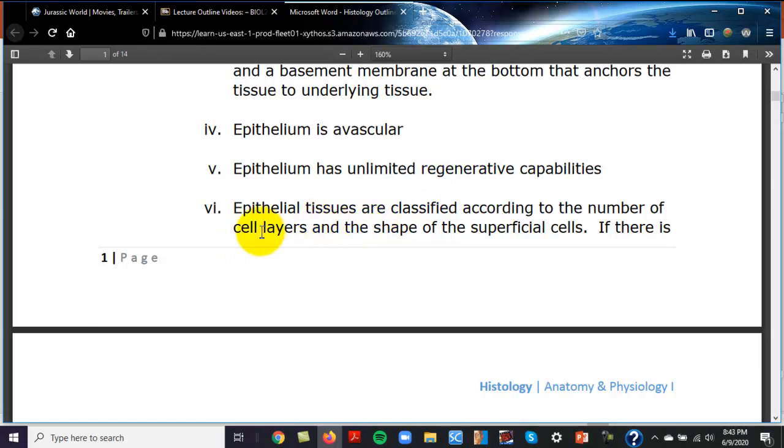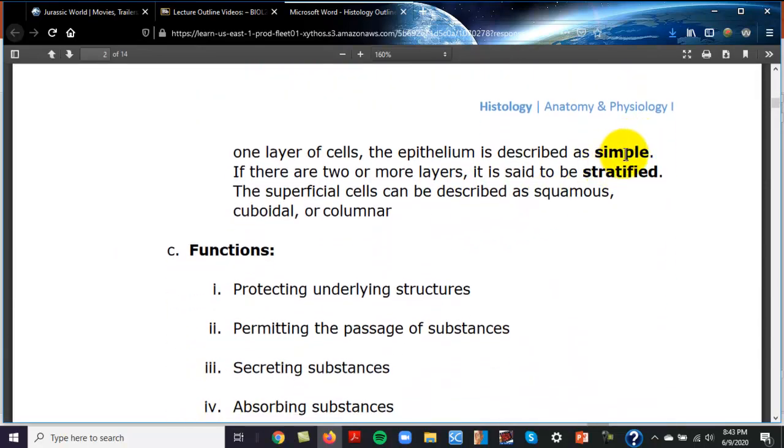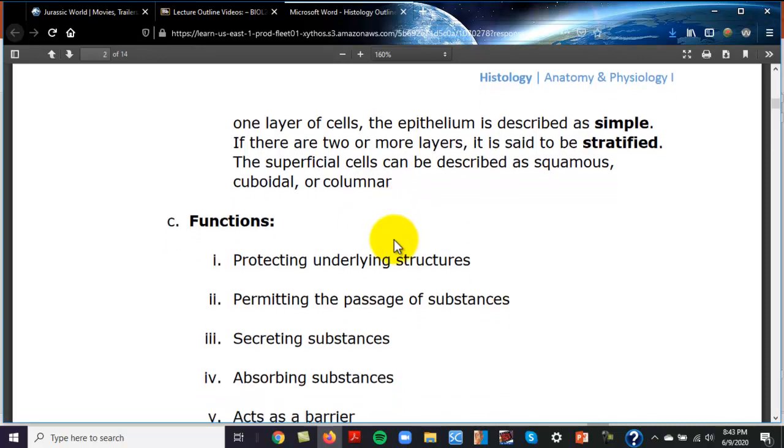And yeah, they are classified by how many layers there are and the shape of the cells. So something that is simple is one layer of cells, very thin. Something that is stratified refers to many layers, more than one. And the cell shapes can be squamous, cuboidal, or columnar. So when I'm going through, I will point these out as we go through them.